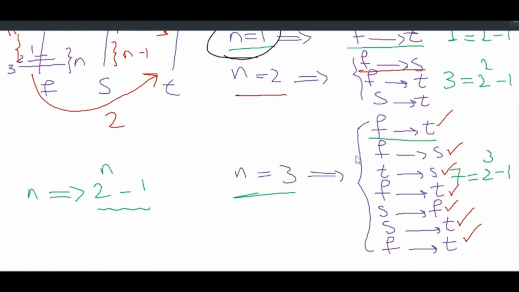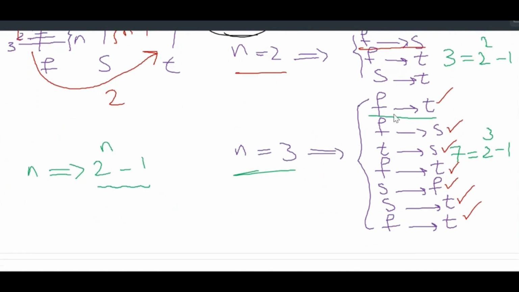If N is 3, it's not hard to imagine, F goes to T this time, then F goes to S. So the smallest one goes to third. The middle one goes to second. Now you have the smallest one on third. That goes to second. Now you have the biggest one on F. It goes to T. Now you have the middle one on S. It goes to F. Now you have the smallest one on S. It goes to T. Now you have the smallest one on F, which goes to T.